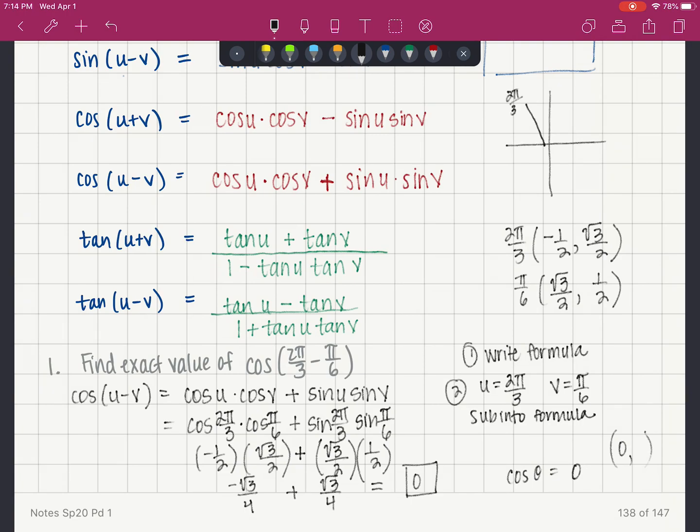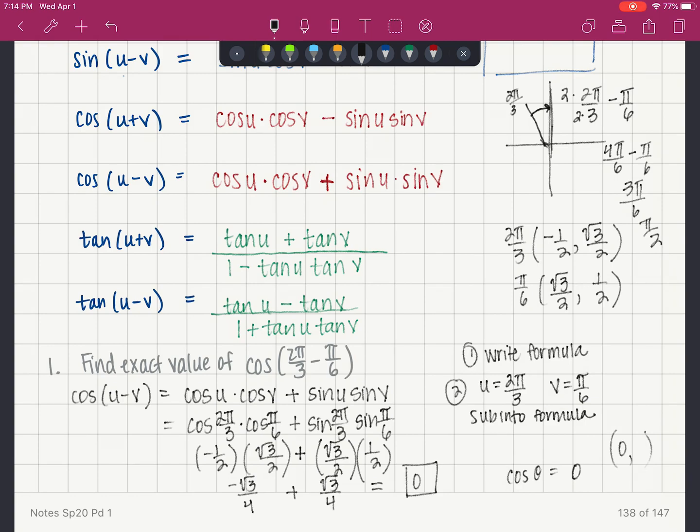So let's think about that. 2 pi over 3 is right here. Pi over 6 is the same thing as 30 degrees. So 2 pi over 3 is 30 degrees away from the y-axis. So when I subtract, and let me show you with fractions, 2 pi over 3 minus pi over 6, multiply by 2, we get 4 pi over 6 minus pi over 6 is 3 pi over 6, which is indeed pi over 2. So it makes sense, the cosine of pi over 2.